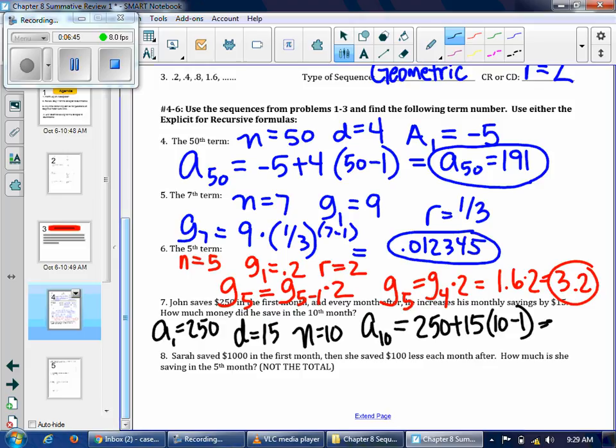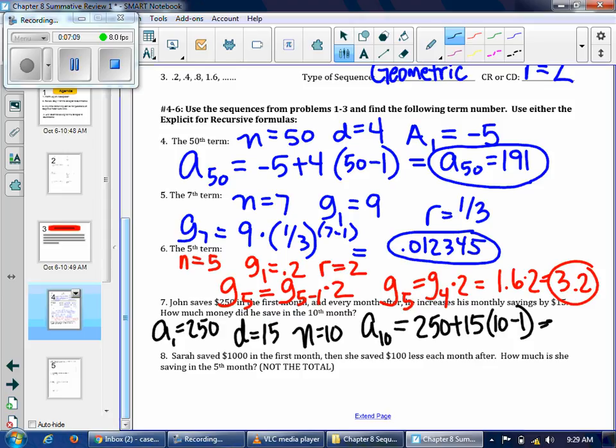Let's do the next one. The next one is the exact same, only she is saving less money from month to month. So she's going to have $1,000 her first month, $900 the second month, $800 the third month, and so forth. We're also using the explicit formula because we're finding the 5th month. So I'll go ahead and write all the data down.